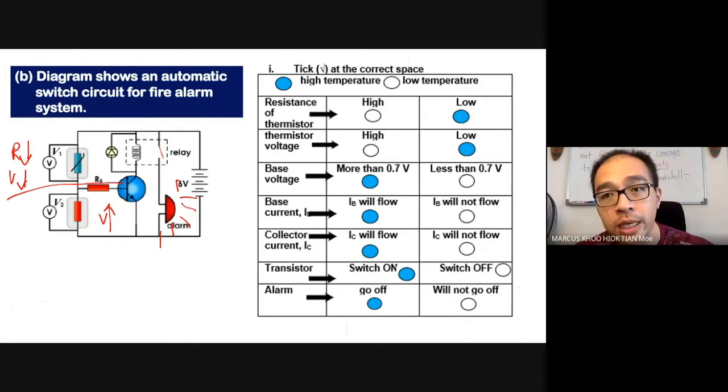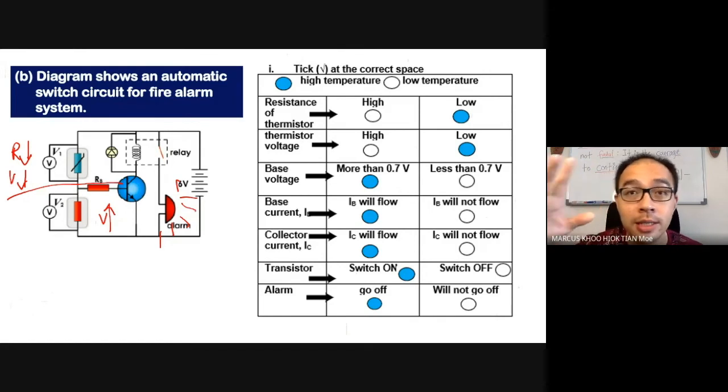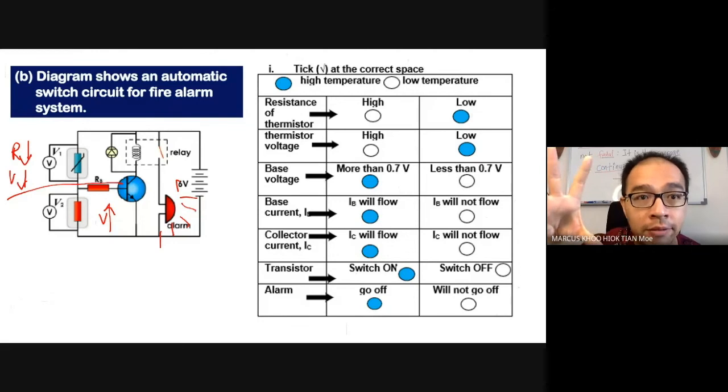Another one, if you want to do more research into this, is the motion sensor. There are some houses that have motion sensors. If someone walks past in front of the house and the motion sensor detects it, then the lights will turn on by itself. Same situation.